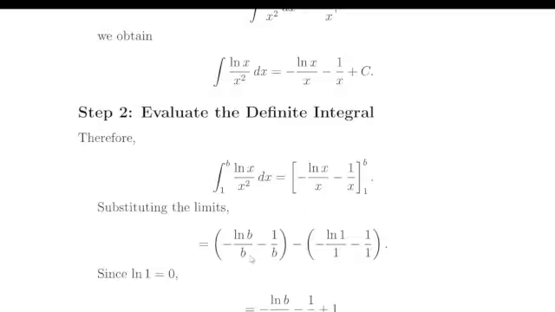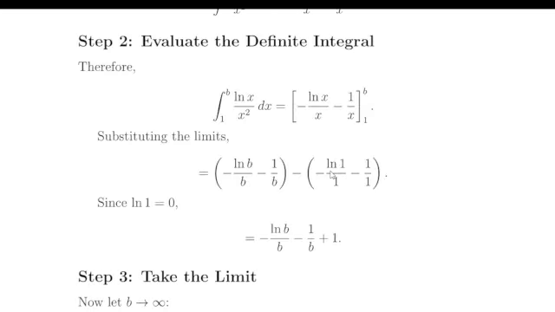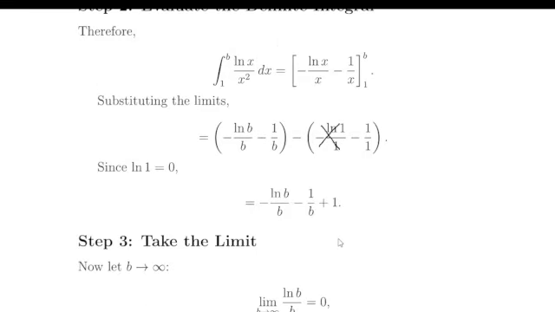So you have negative ln b over b minus 1 over b, minus negative ln 1 over 1 minus 1 over 1. ln of 1 is just 0, so this is gone. We have negative ln b over b minus 1 over b plus 1.